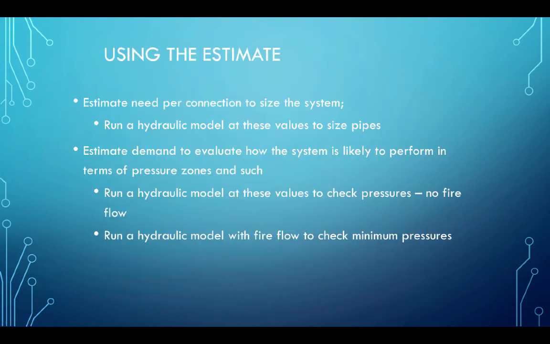So using the estimate, we would estimate the need per connection to size the system, and then we'd run a hydraulic model at these values, either to size the pipes or to answer the question, can I produce the pressure I need throughout my network? Then we want to estimate demand to determine how likely the system is to perform in terms of pressure zones and such. So we could run the hydraulic model at different values to check pressures without fire flow and repeat with fire flow to check that minimum pressures are maintained.